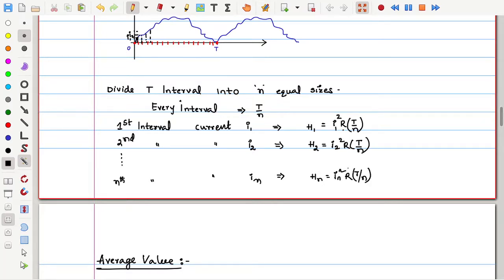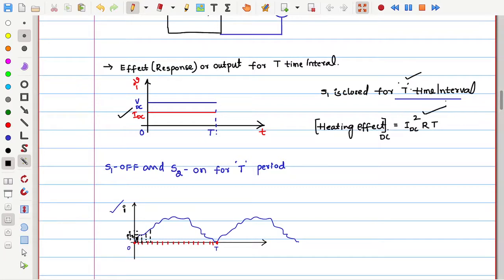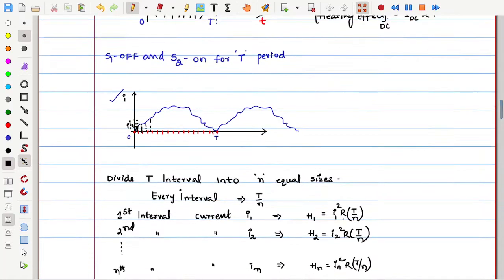Exactly. Now, just try to observe: when it was DC, I directly wrote that the heat is I_DC square into R into T, because at any instant of time current is I_DC and the total time interval is T. Here in case of AC, the current is not constant, so I split this entire time period into small intervals of size T by n. For every small interval, I try to find the current. If those currents are I1, I2, I3 and so on up to In, then each component contributes this amount of heating effect.